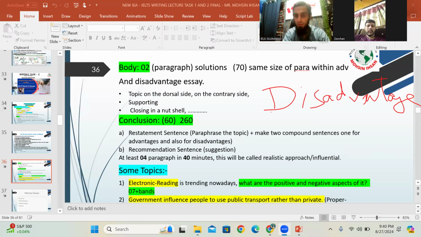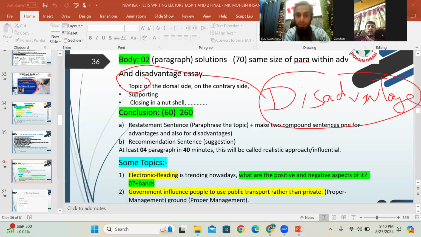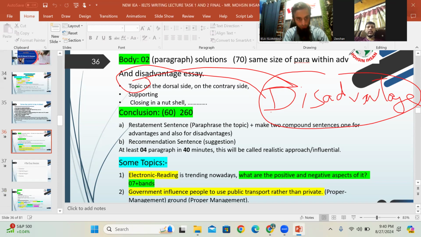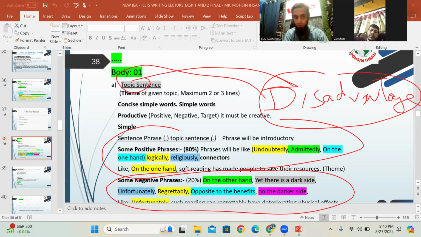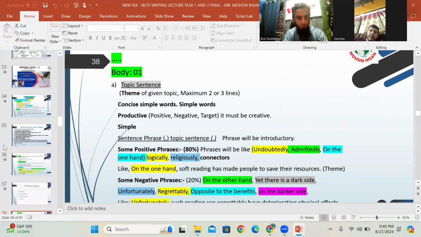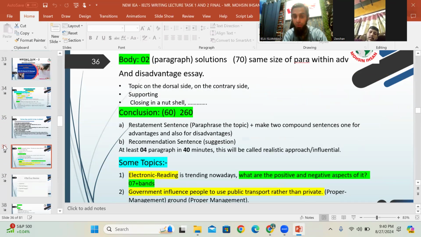Disadvantages, उसके नुकसानात. And for that, for drawbacks, you have to again follow the topic is the drawback. On the darker side, on the contrary side, regrettably, unfortunately, this kind of words, right? Let me show you. This kind of words for positive, and some words you can see for negative side. For positive phrases, for negative phrases, variety of words I will share with you. You can copy it and use it. I'm having a beautiful collection of this now, and you can also take some words from the essays.